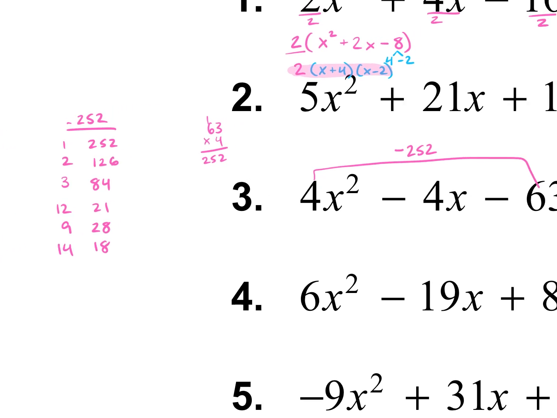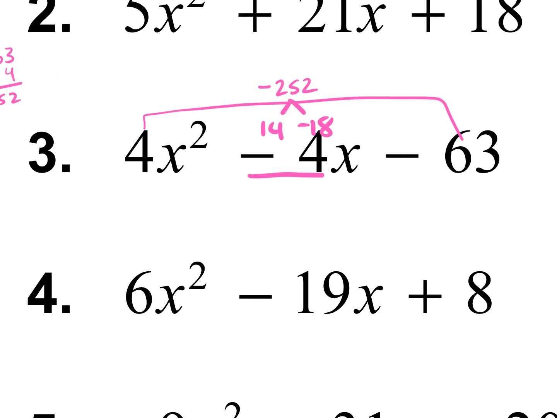Yeah. Which one's negative? The number in the middle is negative, so that means the bigger number has to be negative. So 14 and negative 18. So in our parentheses, we're going to put x plus 14 and x minus 18.